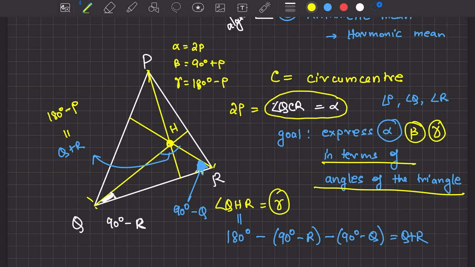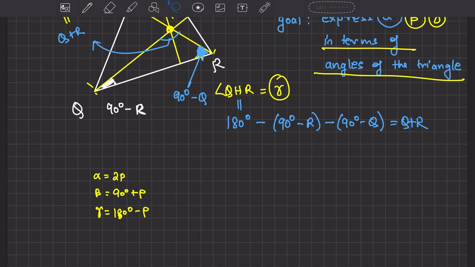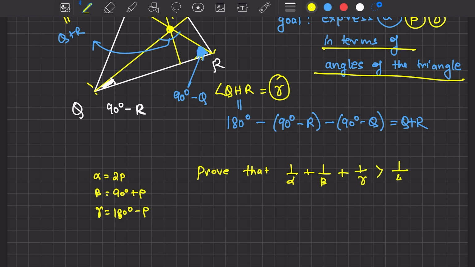So we have all the three angles, and I must tell you that these are very useful in any problem. Not only this particular problem, any problem. So I'll tell you what the problem actually is. The problem from ISI Entrance wants you to prove that 1 over alpha plus 1 over beta plus 1 over gamma is greater than 1 over 45. Okay, so how do you show this?